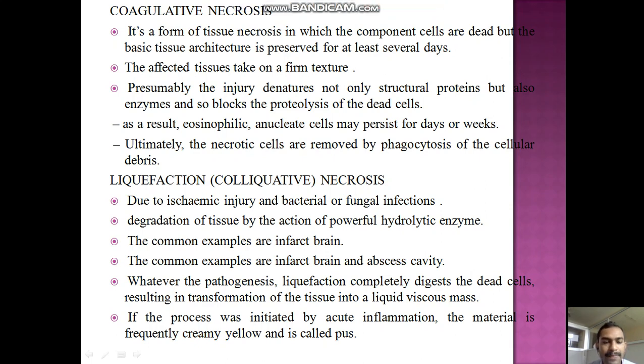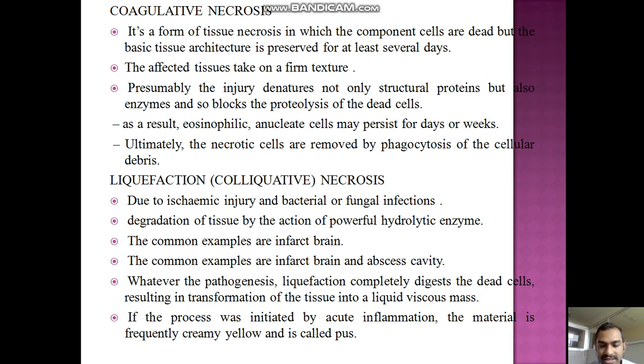Then liquefaction necrosis. Due to ischemic injury or bacterial or fungal infection, there is degradation of tissue by the action of powerful hydrolytic enzymes. In this necrosis, the common examples are infarct of the brain or an abscess cavity.